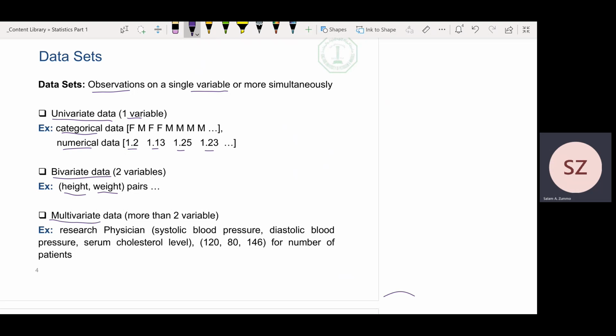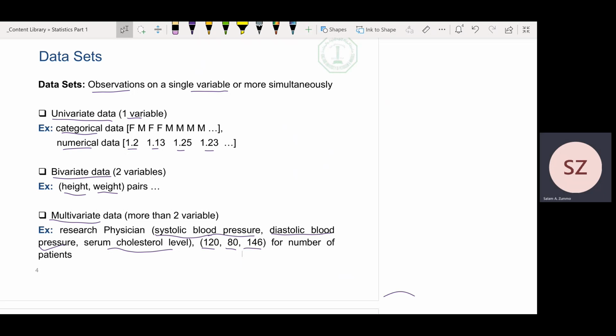Like for example, in a medical school, they look at the systolic blood pressure and diastolic blood pressure, the upper one and the lower one. It tells you 120 over 80, 150 over 60, 200 over, the upper and the lower, and the cholesterol level. So for example 120, 80, 170. This is a typical data point, one data point for one person. Well, so either we have a univariate, bivariate, or multivariate.